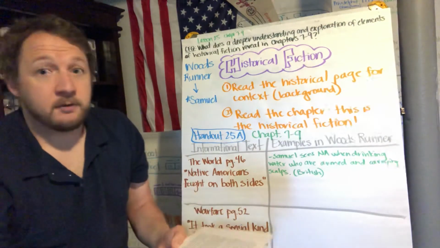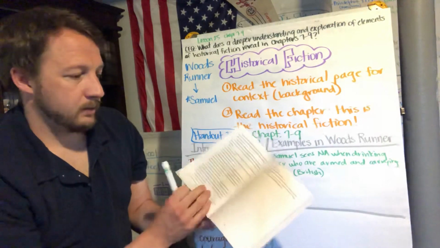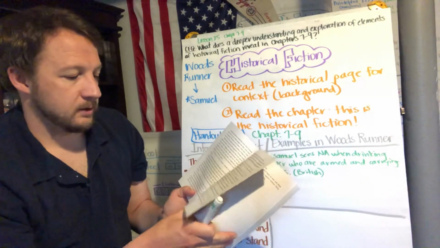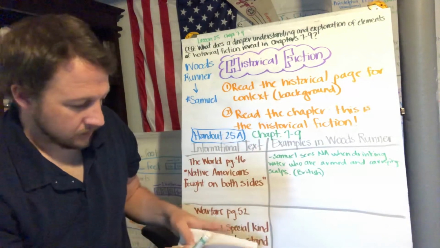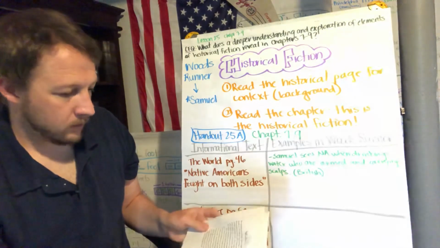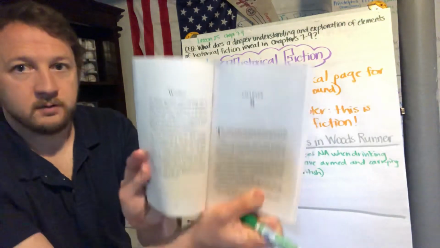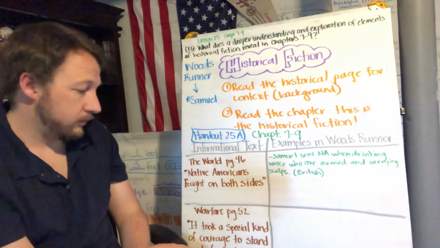You guys are going to continue to read chapter 7, and chapter 7 is short. It only goes another page and a half, or 2 pages, I should say. Then you're going to hit chapter 8. And for chapter 8, your historical page is warfare. The second part of the chart is taken from warfare.